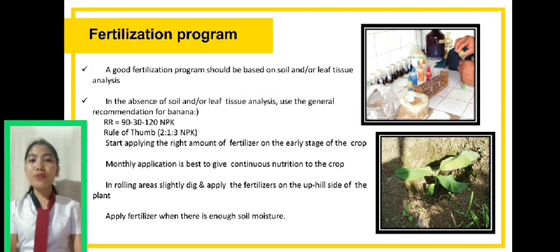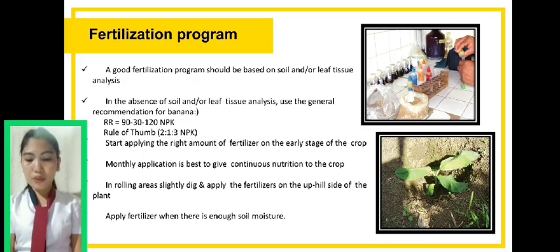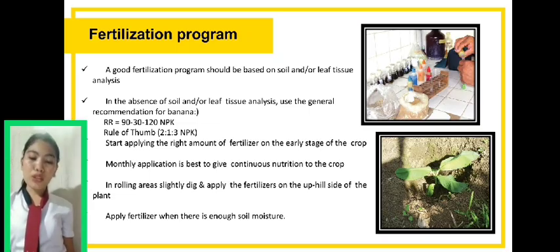Fertilization program. A good fertilization program should be based on soil and or leaf tissue analysis. Use the general recommendation for banana. Start applying the right amount of fertilizer at the early stage of the crop. Monthly application is best to give continuous nutrition to the crop. Cooling areas. Slightly dig and apply the fertilizer on the uphill side of the plant. Apply fertilizer when there is enough soil moisture.